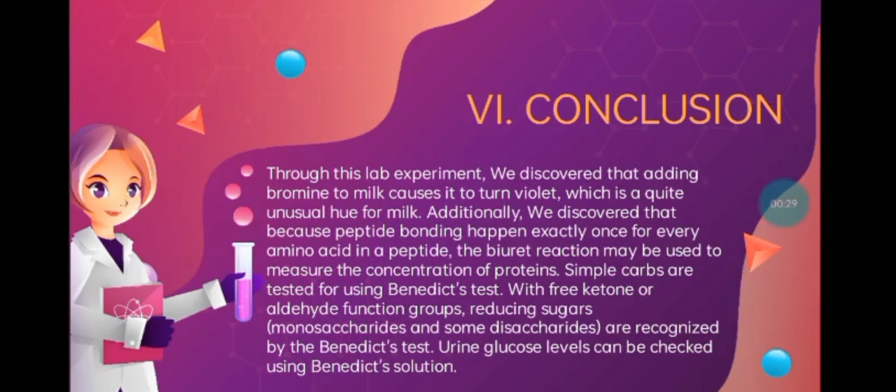Simple carbs are tested for using Benedict's test, with free ketone or aldehyde functional groups. Reducing sugars, monosaccharides, and some disaccharides are recognized by the Benedict's test. Urine glucose levels can be checked using Benedict's solution.